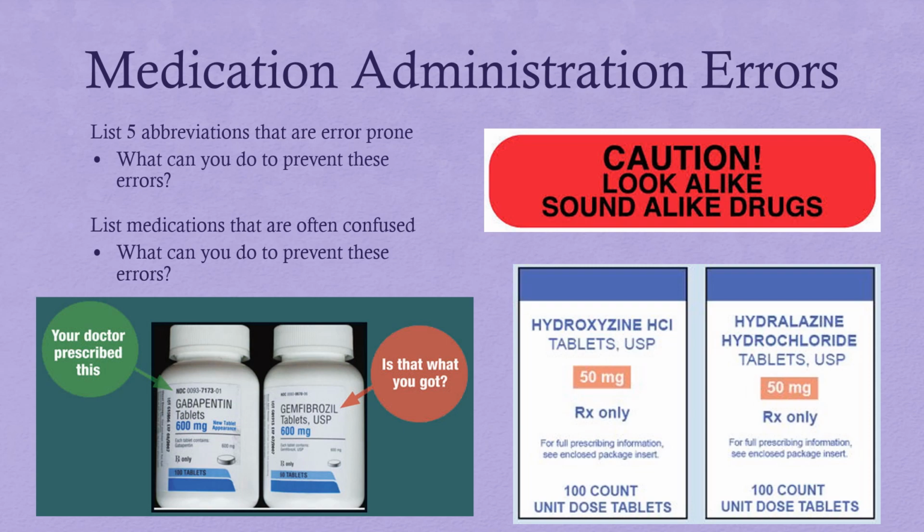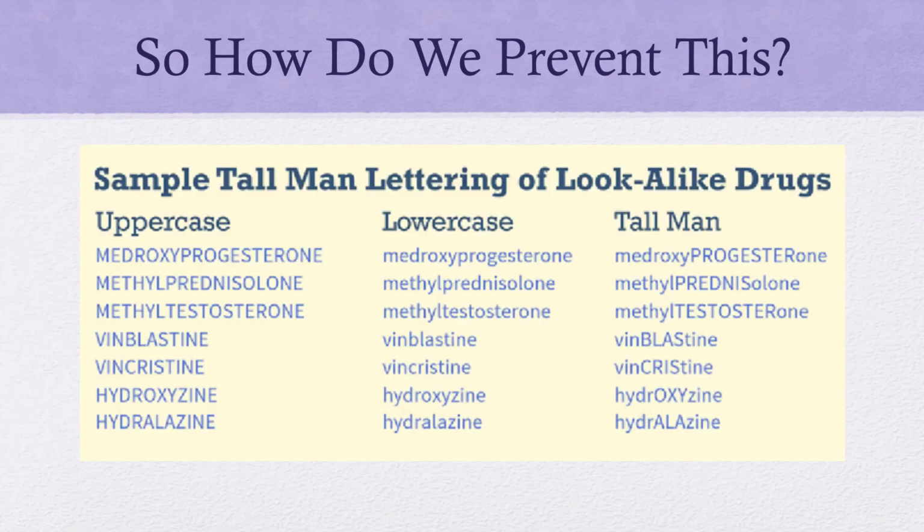So what can we do to prevent some of these errors? We can use tall man lettering for look-alike drugs. So you can see all capital, lowercase, and then tall man. So let's take, for instance, the hydroxyzine, hydralazine, right? You can see it all in big letters, look alike. You can see it all in lowercase letters, they look alike. But when we put the tall man letters in there, you can see the difference.